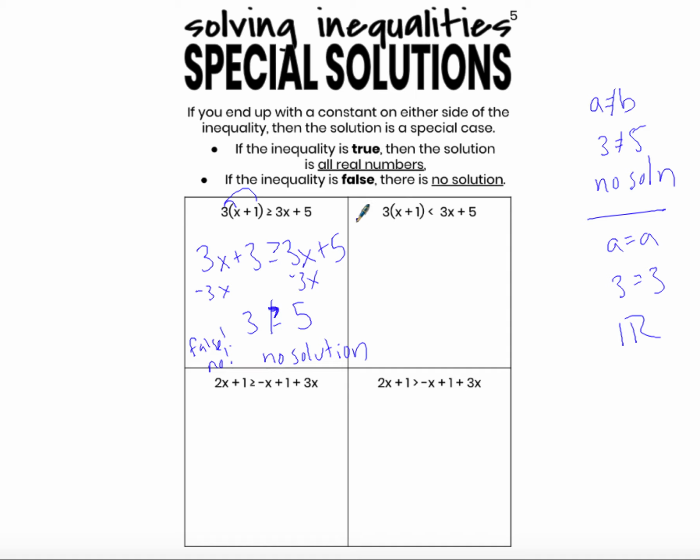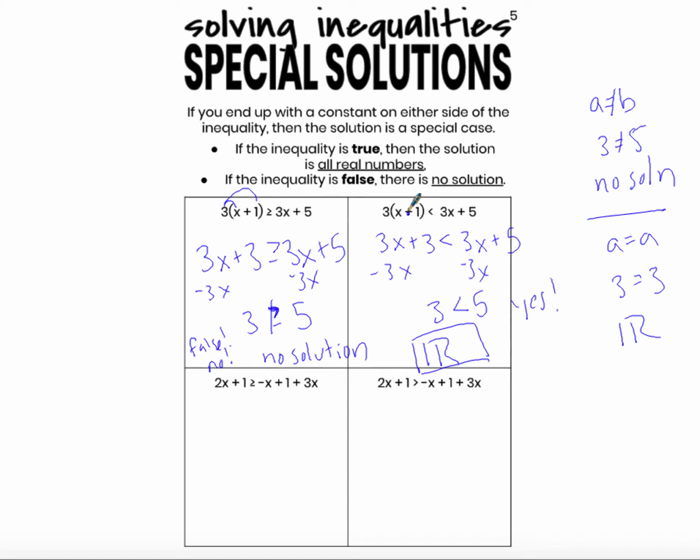This inequality has the same basic setup, only our inequality is different. Now, instead of a greater than or equal to sign, we have a less than sign. Same steps to solve, except now the question we're asking ourselves is, is 3 less than 5? Yes. Yes, 3 is less than 5. That's not my answer. False is not my answer. My answer is all real numbers with my fancy R.